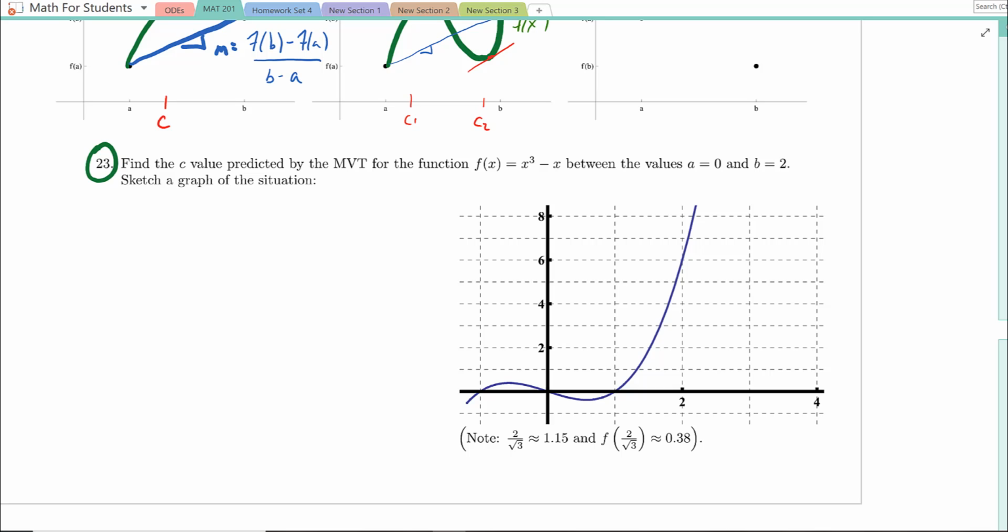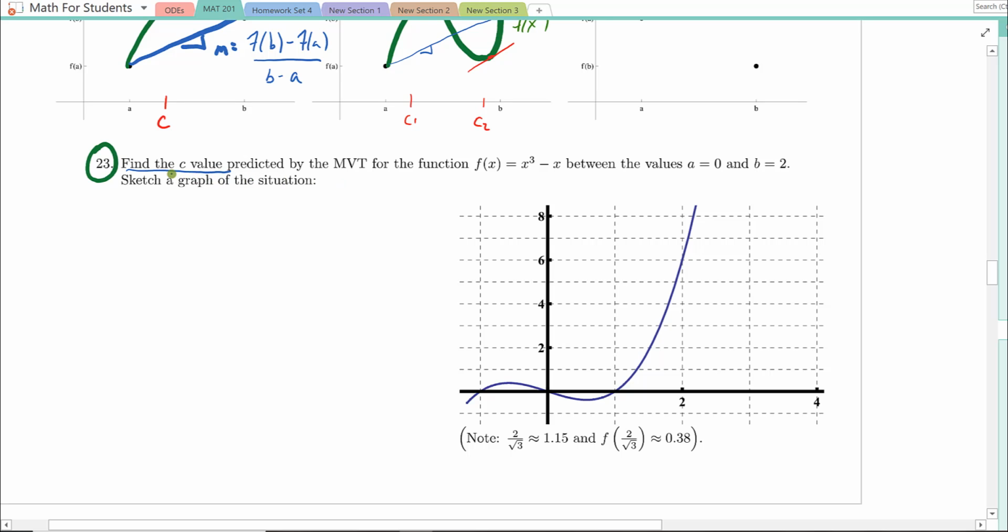So this is a typical example of the mean value theorem, where I say to find the C value predicted by the mean value theorem. Okay. So in this case, I gave you a graph, but you actually don't need a graph to do this problem. The graph is just to sort of guide your intuition as you work through this problem. So let's go ahead and do that now.